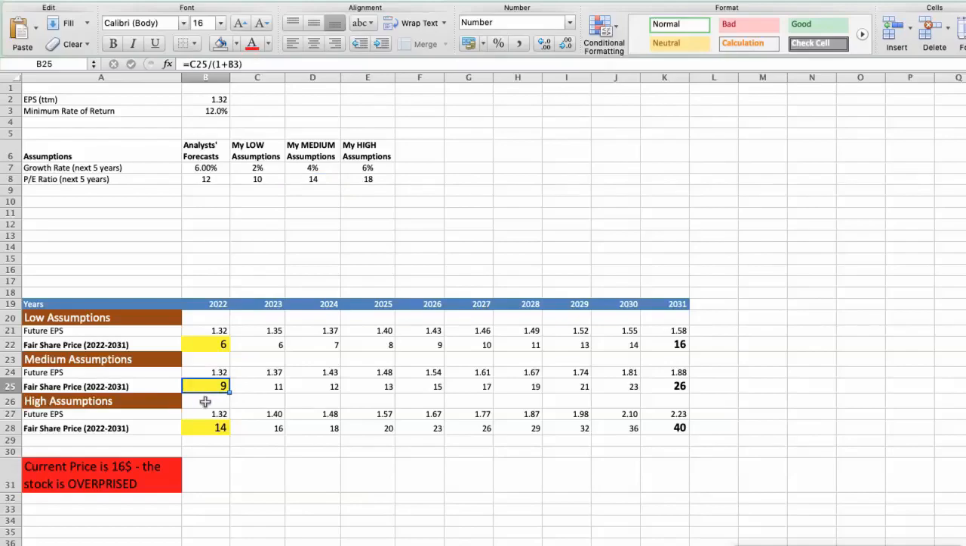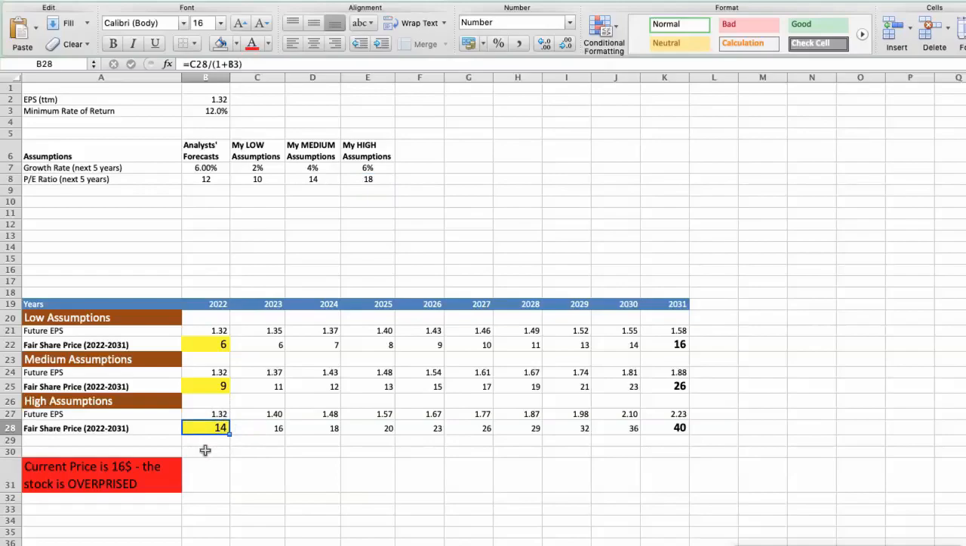Third scenario. Gap will have high performance in the next 5 years, and we will use the following parameters in our calculation. Future growth rate would be high, 6%. Future P/E would be high, 18. In this case, the fair value of the stock today would be $14.